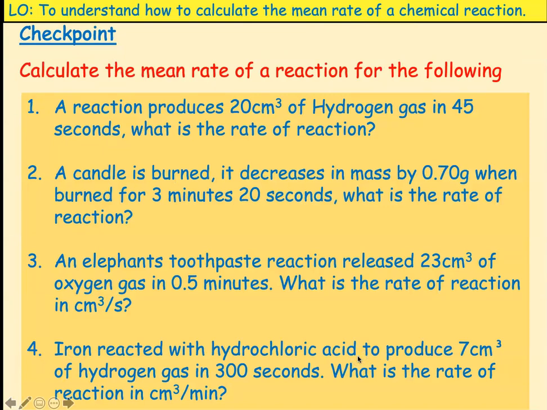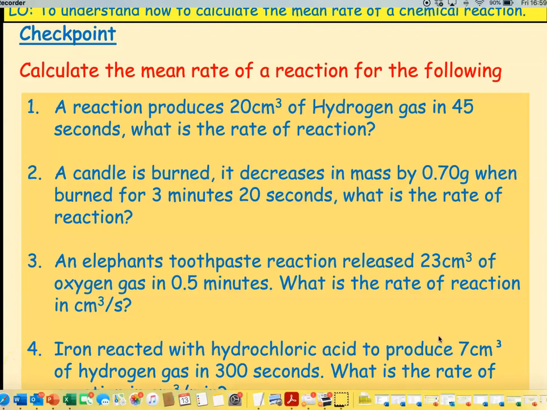Now it's your turn. So I want you to calculate the mean rate of reaction for the following. The first thing I want to remind you of is to look at the units and what unit they want the rate of reaction in. Okay, so if they're asking for something per second and the data's in minutes, you need to convert it to seconds. So on your piece of paper, please can you do these? Pause the video now and do these equations.